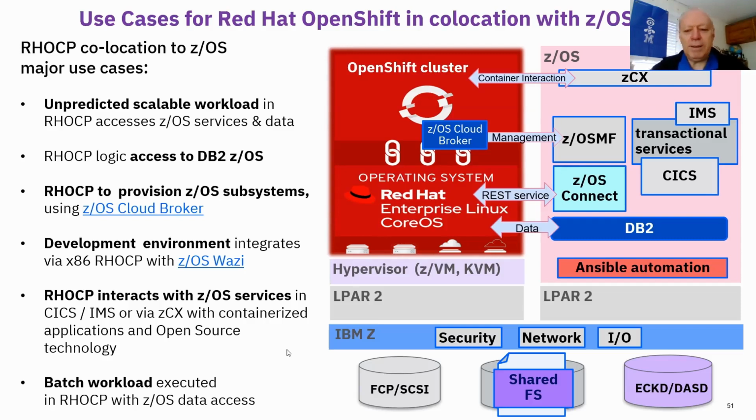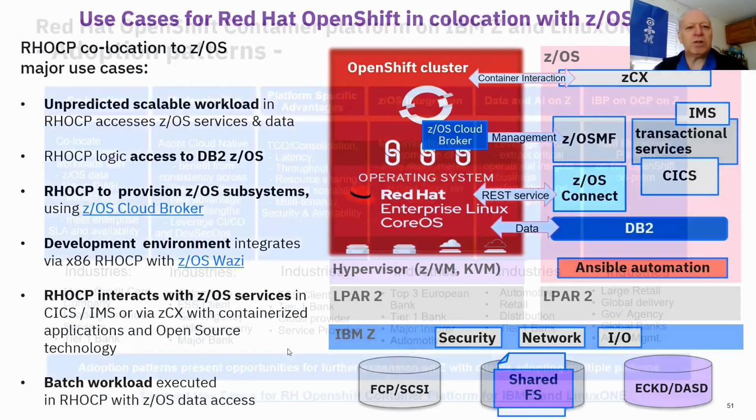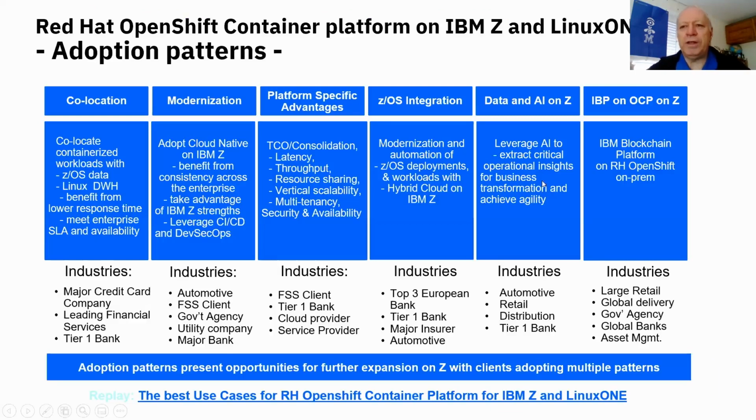So with that said, I'm just showing you now adoption patterns. We talked before about use cases. Adoption patterns means customers are doing it today. They are doing today their collocation. So collocate containerized workloads with z/OS, with benefit from the lower response time and meet the enterprise SLA and availability. And you see a couple of industries that are underneath each of those adoption patterns.